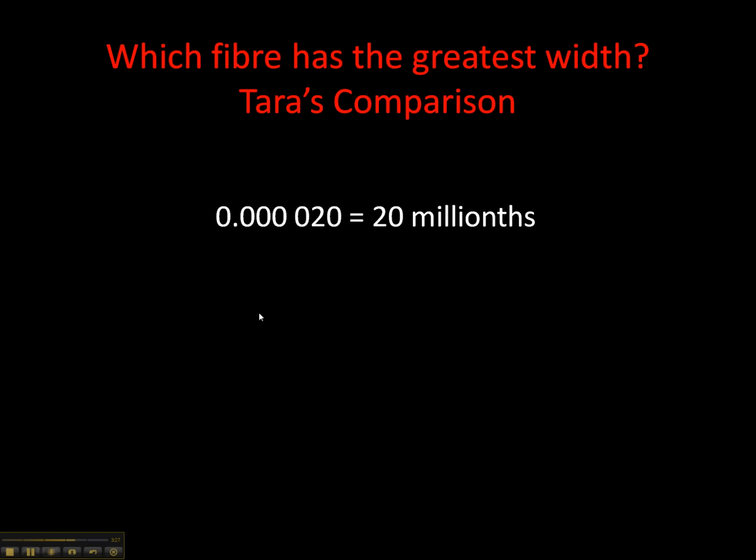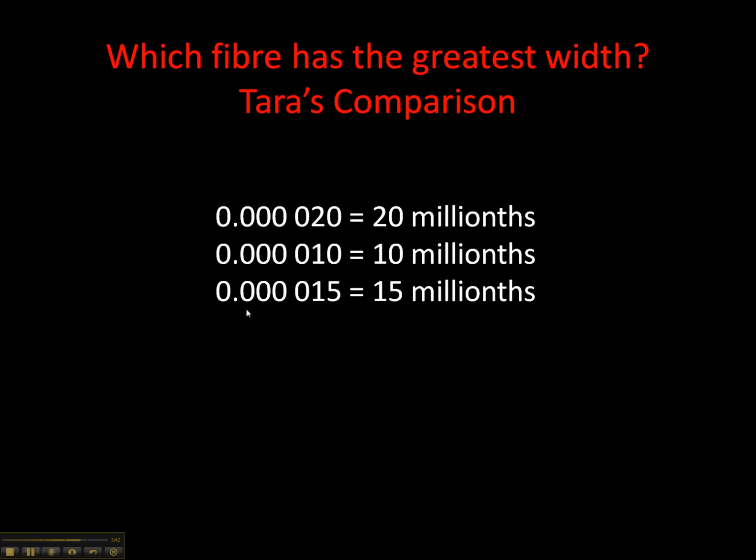Like I said, Tara has a different approach to this. She actually just converts the number to how you would say it. So this is the number in standard form, and this is the number how you would say it, 20 millionths. She takes the 10 millionths and turns it into how you would say it, 10 millionths, and this standard form number into 15 millionths. By doing this, she can compare all 3 of the numbers.